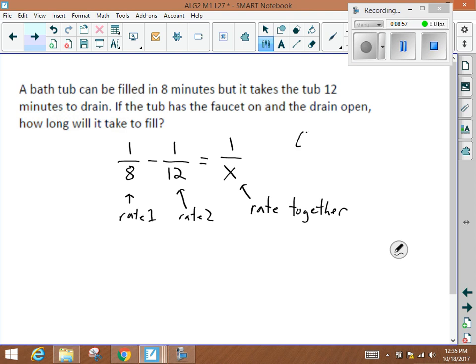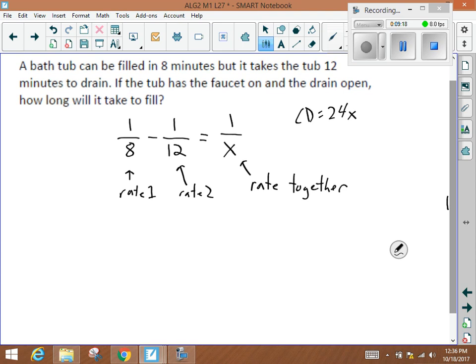The common denominator that we would find for these would be 24x, right? That's the least common multiple of 8, 12, and x. So let's go ahead and solve this thing. I'm going to have 24x over 8 here, minus 24x over 12 equals 24x over x. Let's solve this thing.